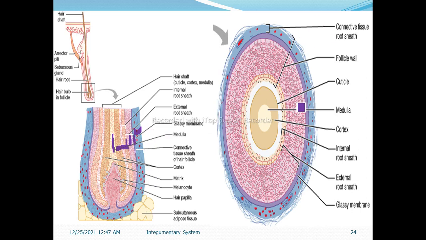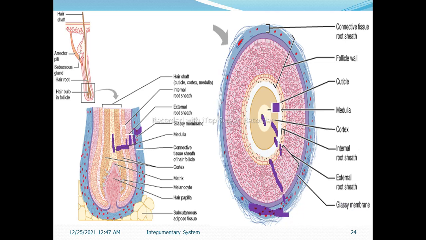Let me show you this way. This is the medulla, this one is the cortex, and this one is the cuticle. This layer is the internal root tissues, and this layer is the external root tissues. This one is the glassy membrane. Finally, this layer is the connective tissue sheath.